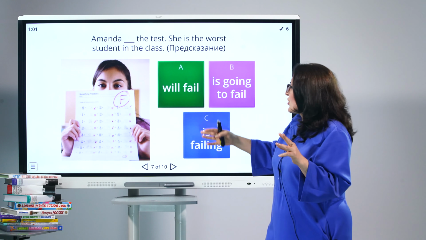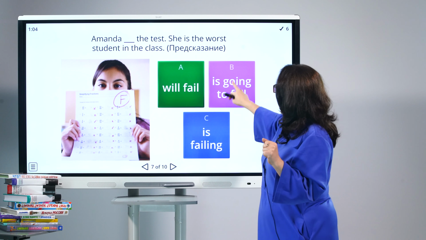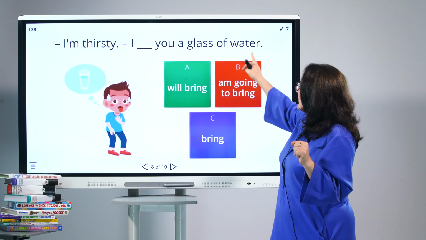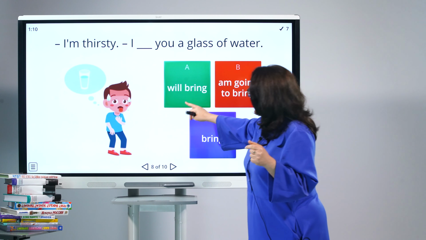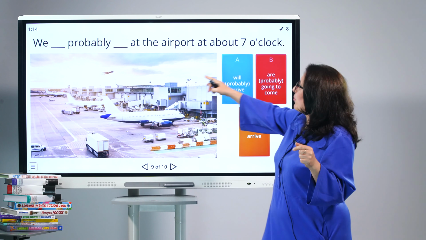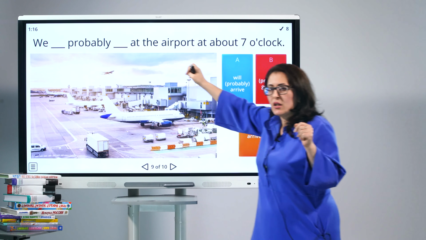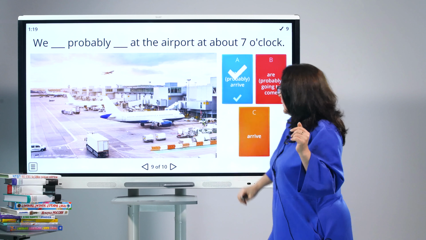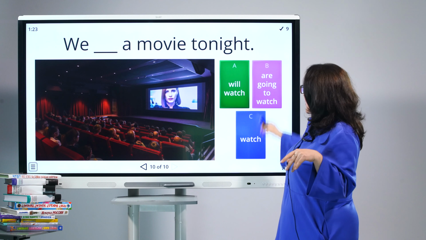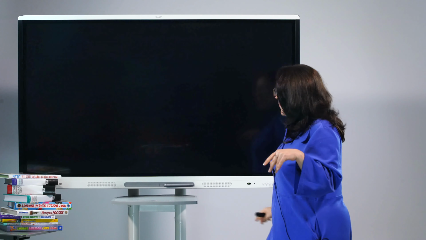Evidence. So predictions with evidence is going to fail. Okay. I'm thirsty. You a glass of water. I will bring. So good. And we probably at the airport. If we have probably, it will be future simple. Good. And the last one. We a movie tonight. Arrangements. Present continuous. Thank you very much.